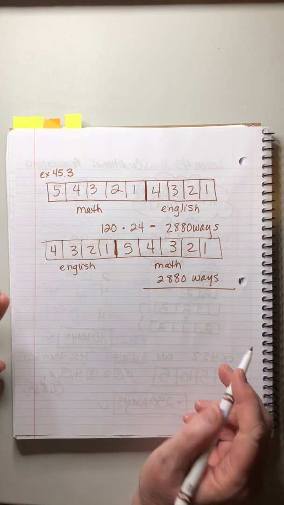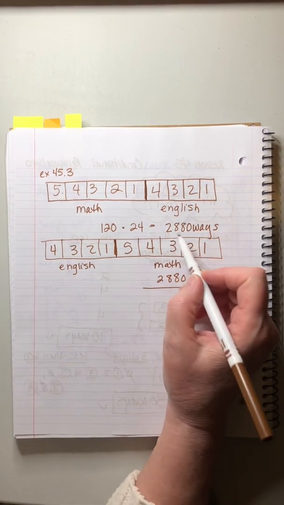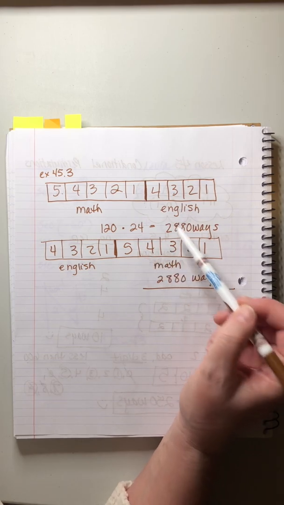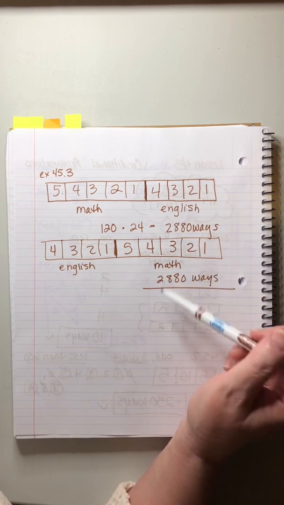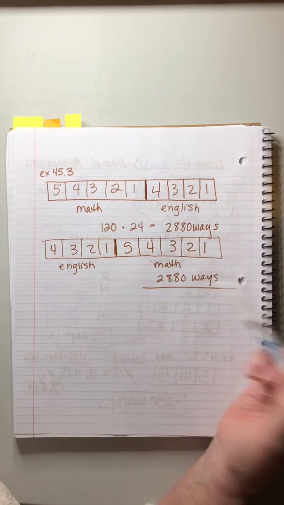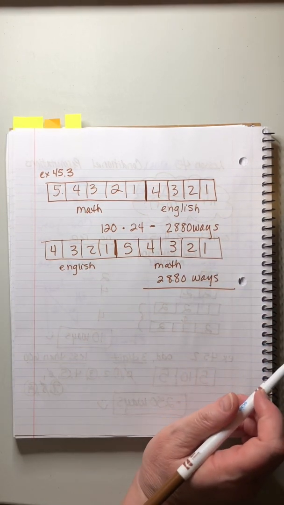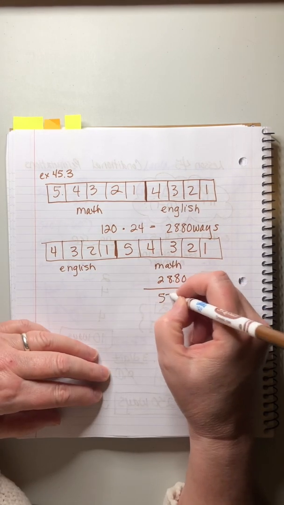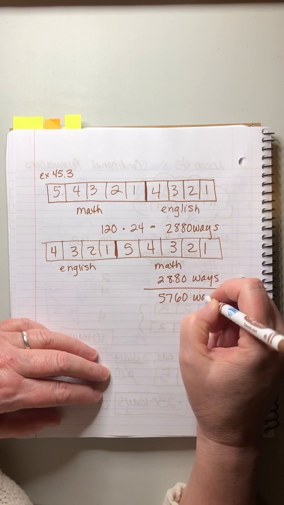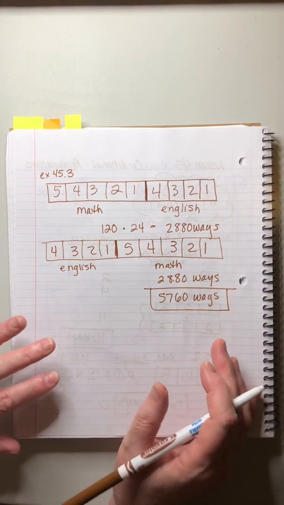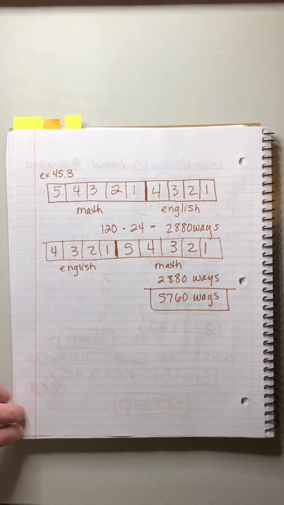So we add these two. Sometimes students get confused by that. When we're drawing different scenarios, we don't multiply those together, we add them. We multiply within each scenario, and then we add together the different scenarios, and that gives us a grand total of 5,760 different ways that these two sets of books could be arranged, keeping them together within the subject matter, but mixing them up within.